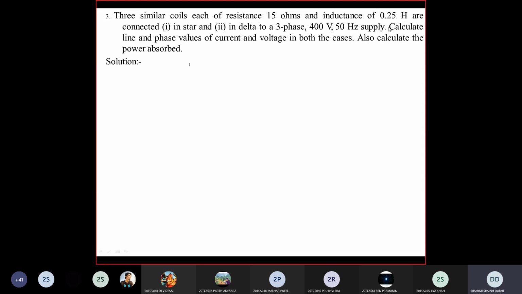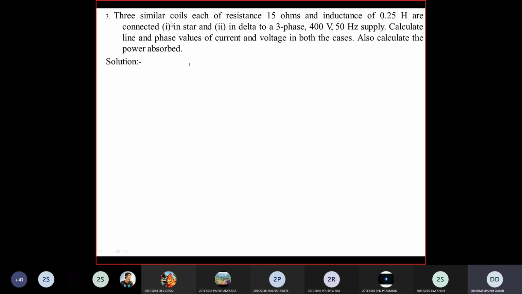F is given, 50 Hz, L is given. So your impedance is Z equal to R plus jXL, because here capacitance is not given. So it is 15 plus j into XL, whatever XL you get by calculating 2 pi F into 0.25 H. Clear? So that is your impedance per phase, ZPH, as we have seen in the last example.